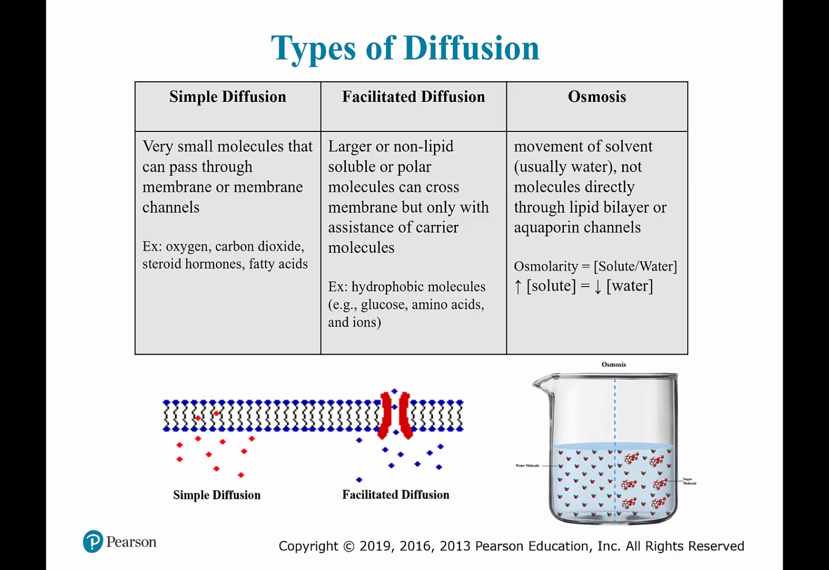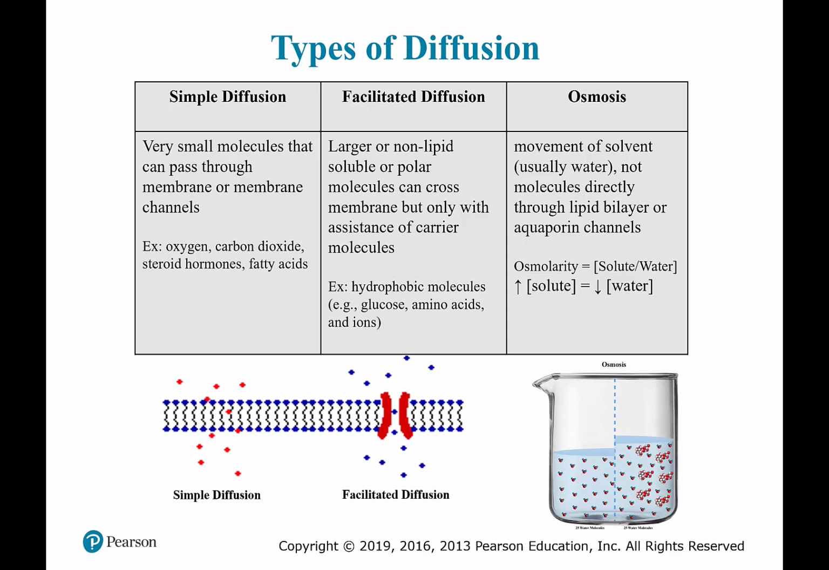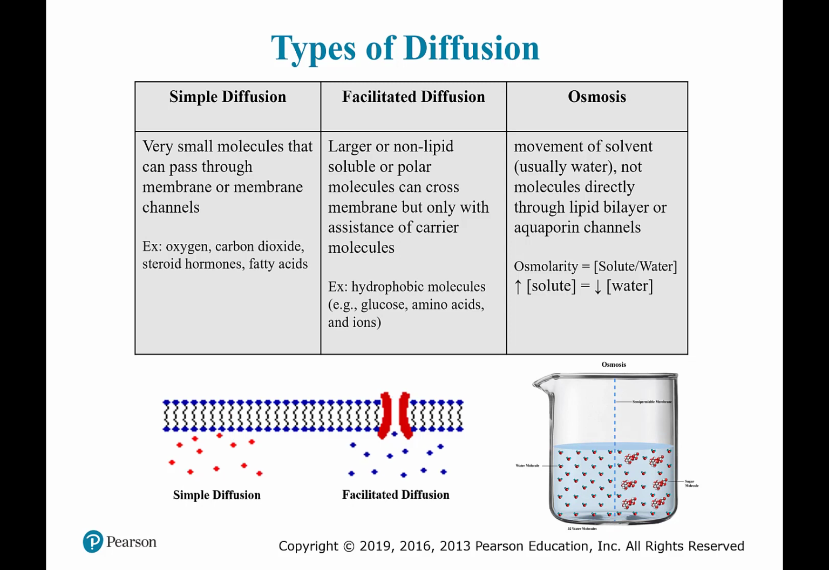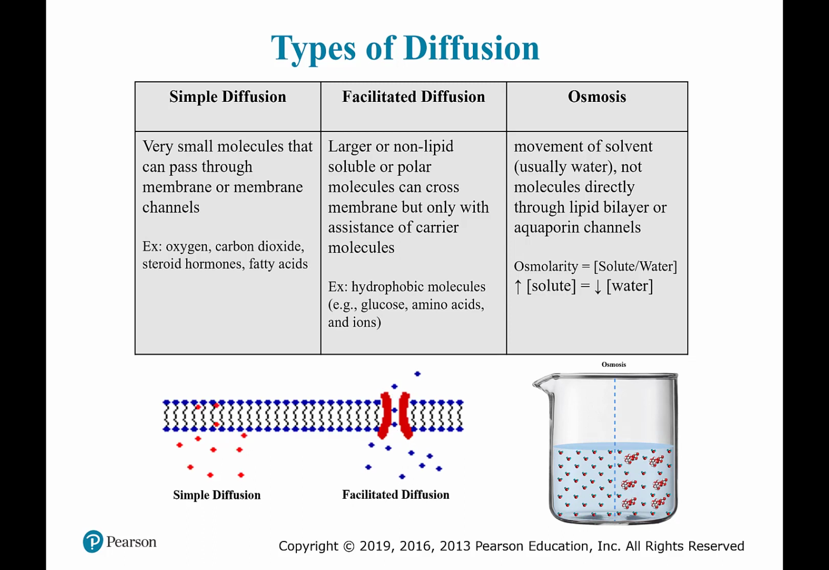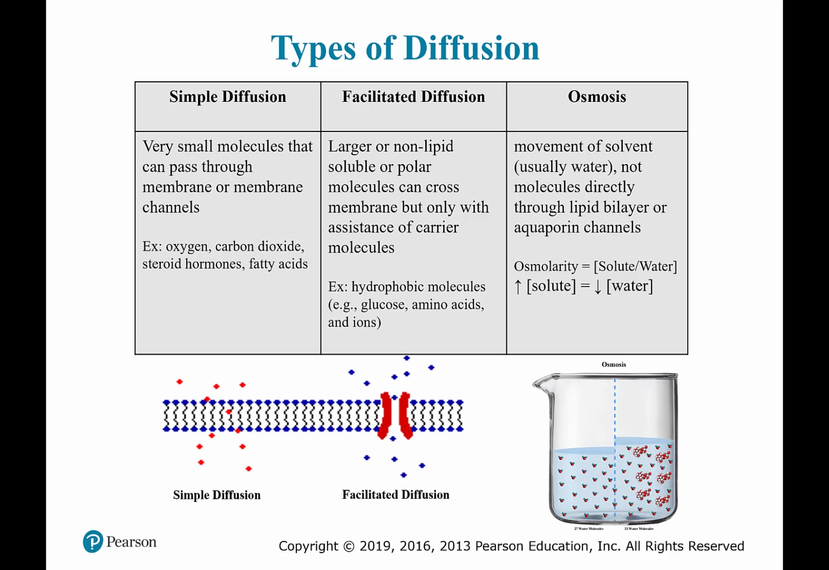Osmosis, on the other hand, is a bit different. Osmosis only refers to the movement of water. No solute is moving, only water. Water is moving in and out of a cell. Where water is moving depends on the solute concentration.